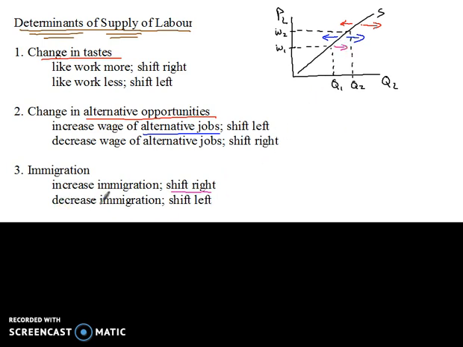And if you get a decrease in immigration, that is to say people leaving the country or fewer people coming into the country, then that would shift the supply of whatever that labor is to the left. Okay, so these are the three determinants of supply. And now we've talked about on previous videos the determinants of demand. We now have the determinants on the supply side. And on some future videos, we're going to put together the supply and demand curves and start working through the supply and demand model.